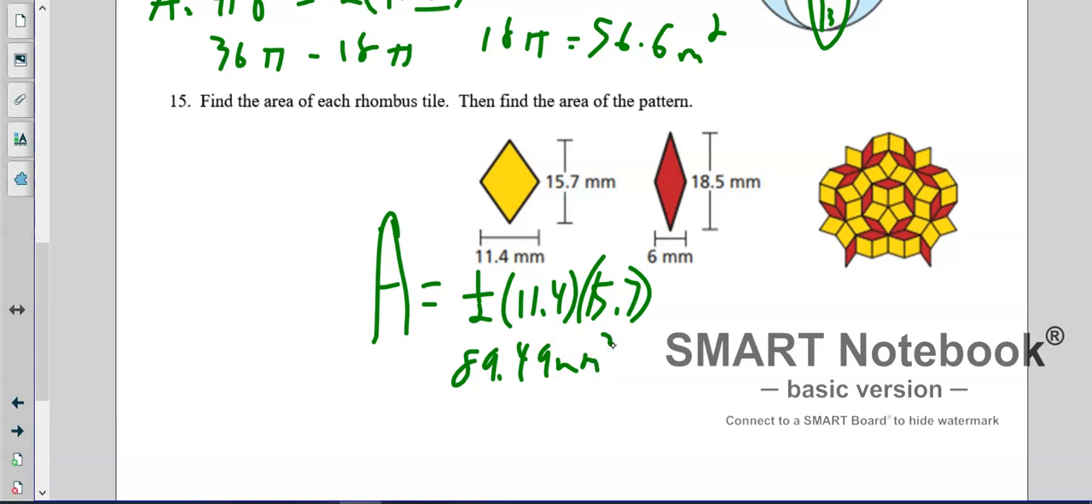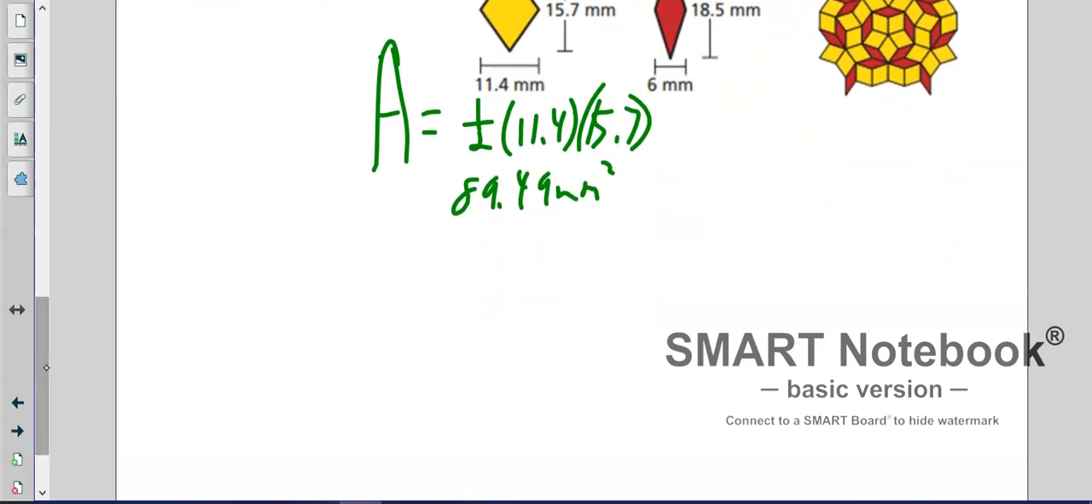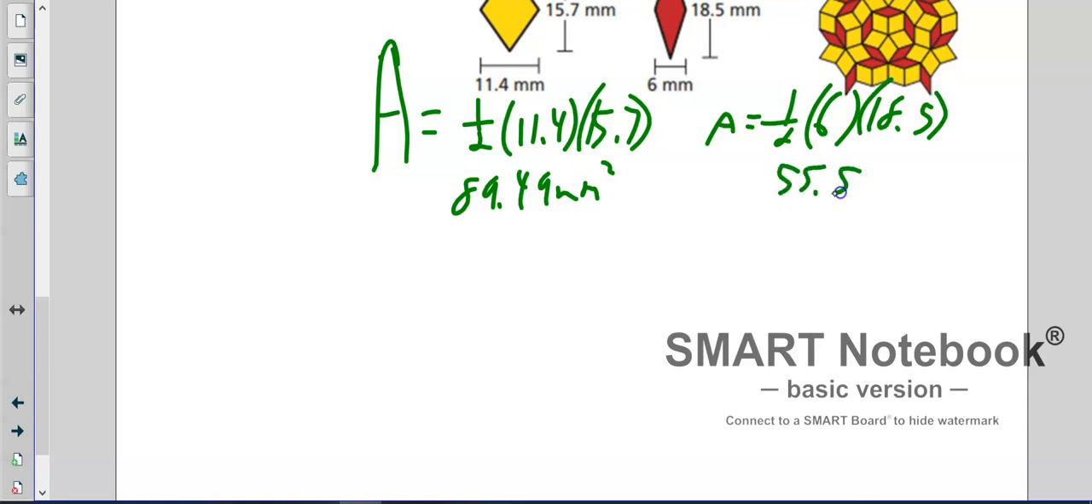All right. And then the other one is going to be area equals 1/2 again, or 0.5, or divide by 2, doesn't matter. 6 times 18.5. Just the 2 diagonals. Okay, and that gives us 55.5 millimeters squared. Easy enough. But then it says find the area of the entire pattern.